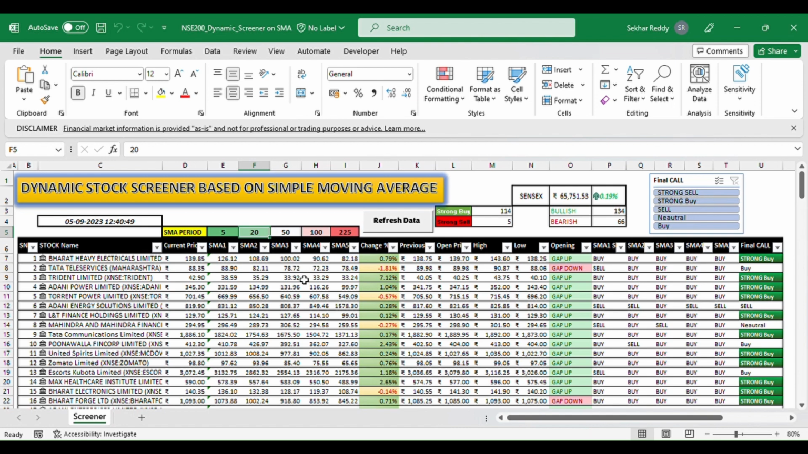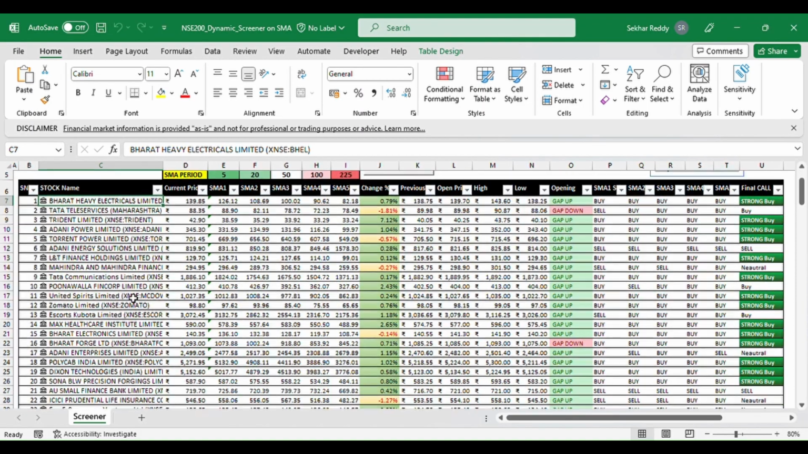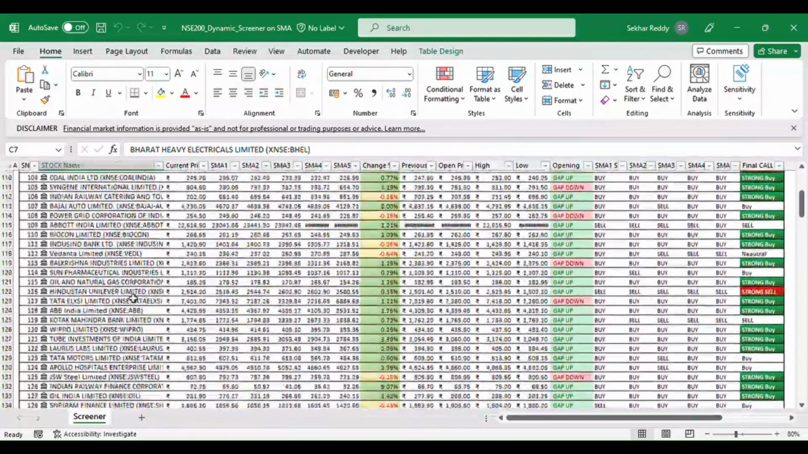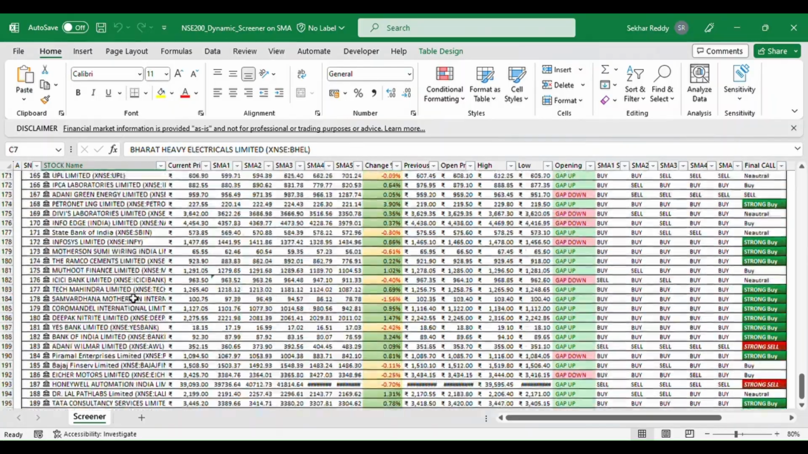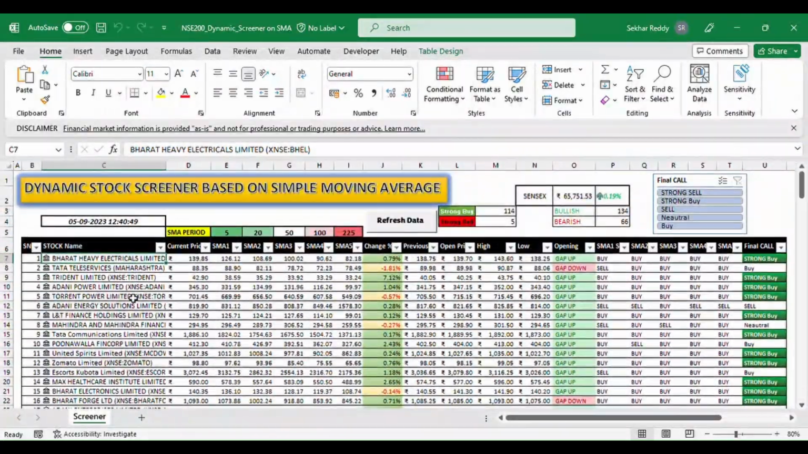If my current price is more than the moving averages for 5, 20, 50 or 100, then I can consider it a strong buy signal. In Excel we can have the same screener for the top 200 companies in NSE. It starts with row number 1 till 200, which means we are capturing the data for the top 200 companies in NSE. We can calculate SMA for different periods, including 5, 20, 50, 100 or 225.